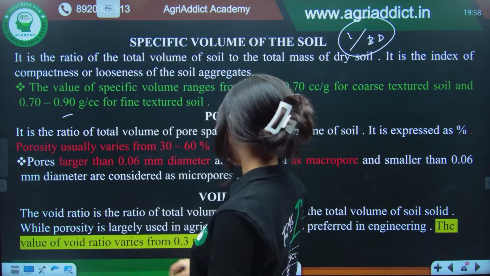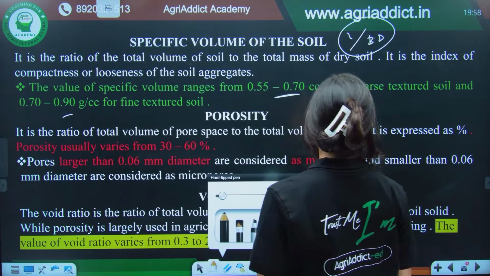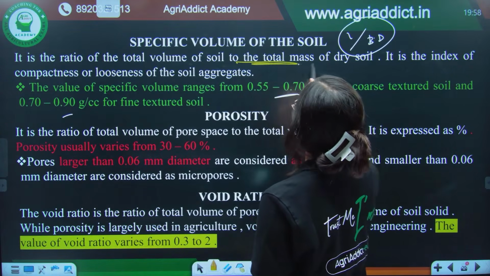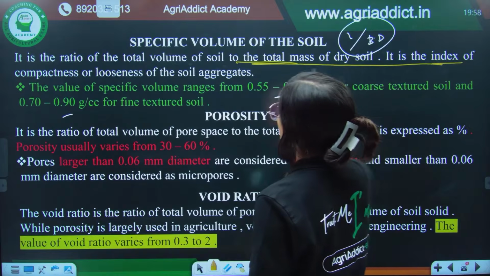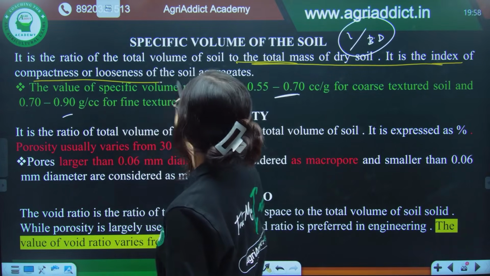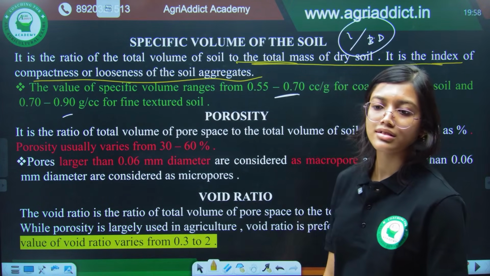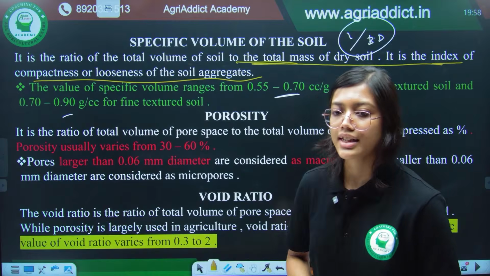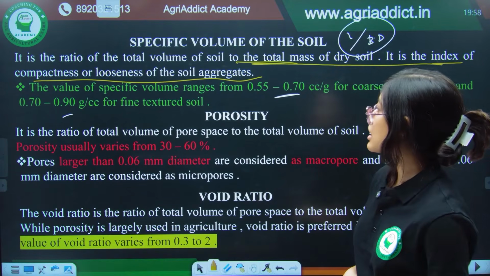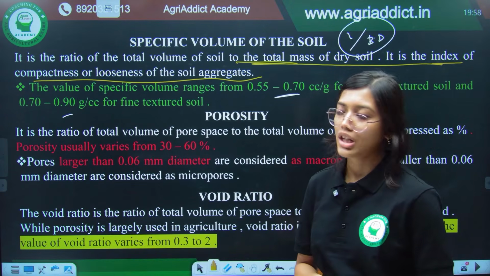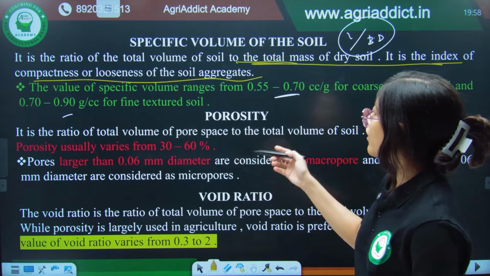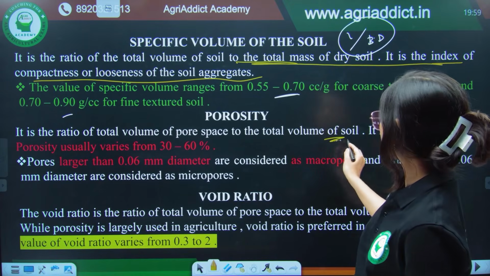And this line comes often in the exam: what is the specific volume of a soil? It is the index of compactness or looseness of the soil aggregates. Clear? Index of compactness or looseness. Then we have porosity. So porosity is the ratio of total pore space to the total volume of a soil.